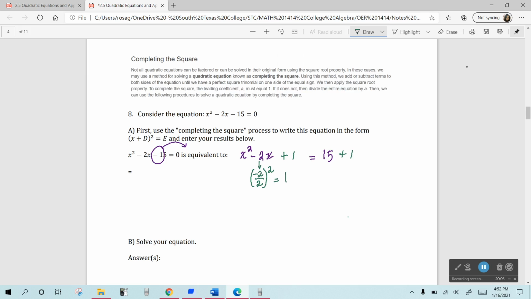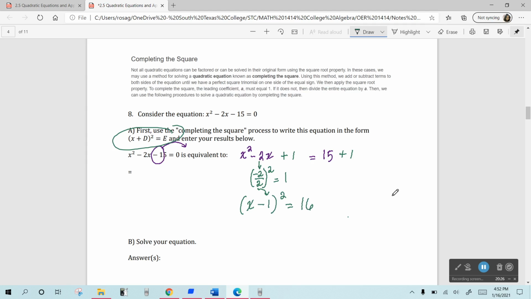Now, the whole point of completing the square is to factor. We want it to look like that. So what you're gonna do is factor, and the first term is going to be x. And you look at the parentheses. What do you get from that? Negative 2 divided by 2 is a negative 1. So that's where I got that.